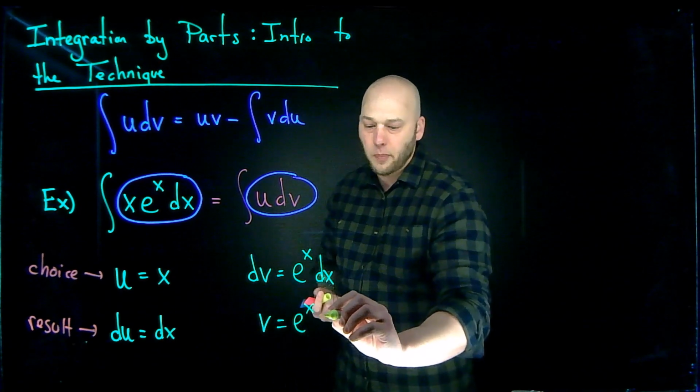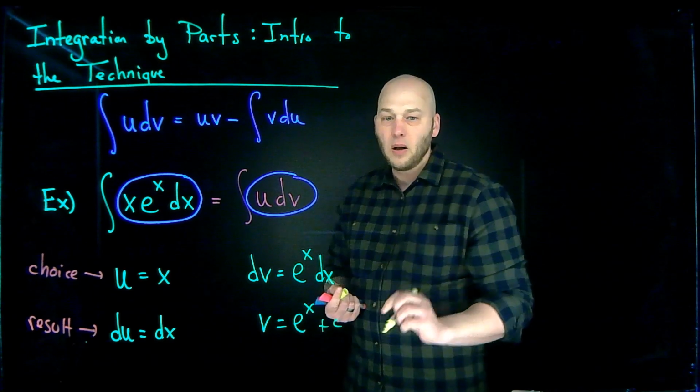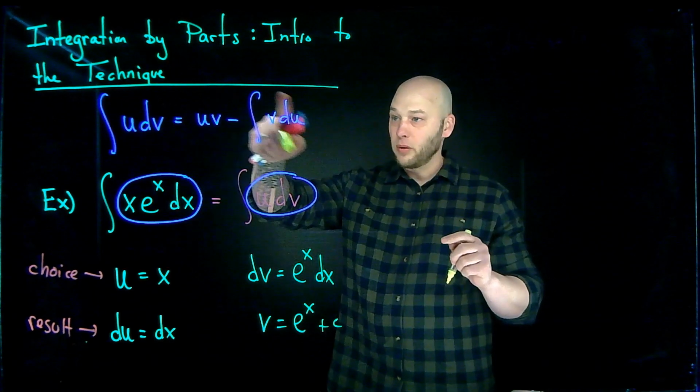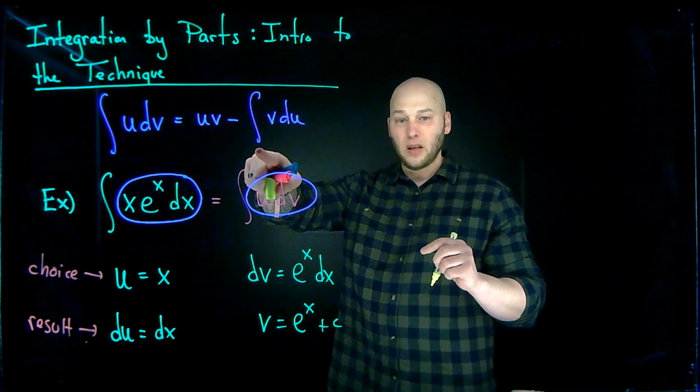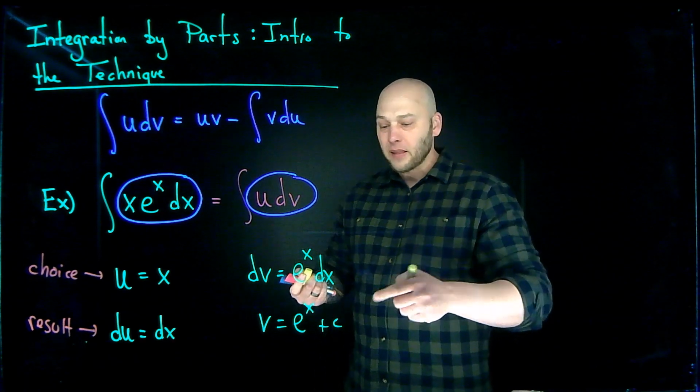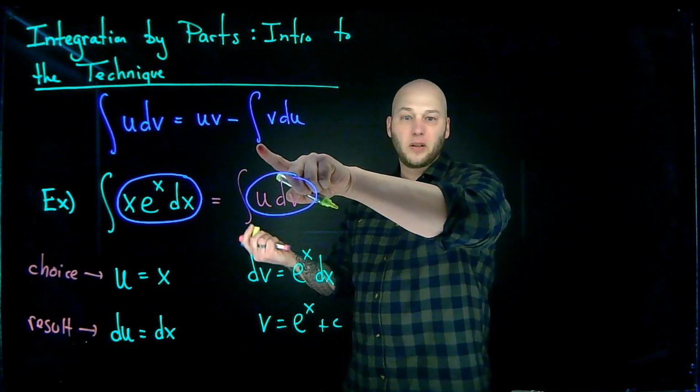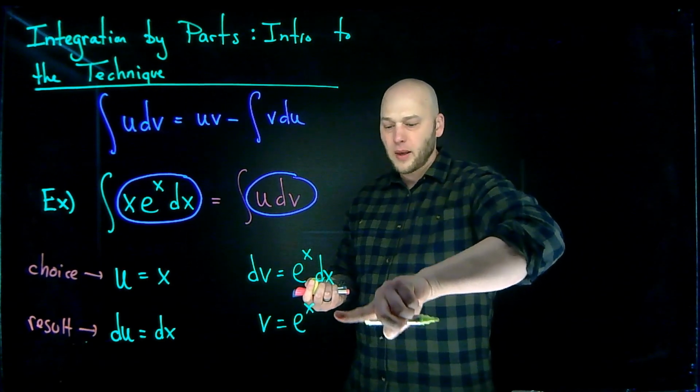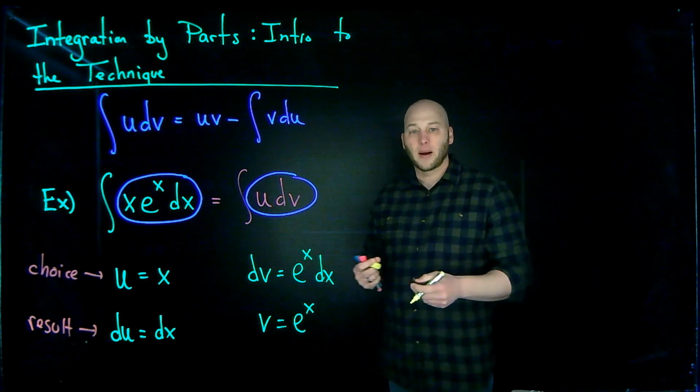And yes, I could have a plus an arbitrary constant here, but since I'm going to run through this formula, I still have an indefinite integral over here, or maybe it's a definite integral. This plus c will be a result of this integration. So I'm not even going to put that here, even though it is correct.